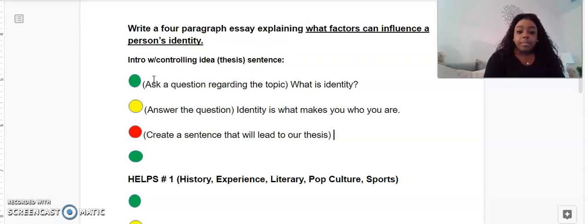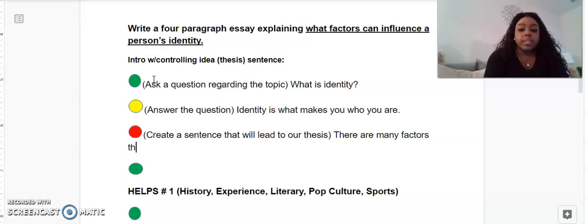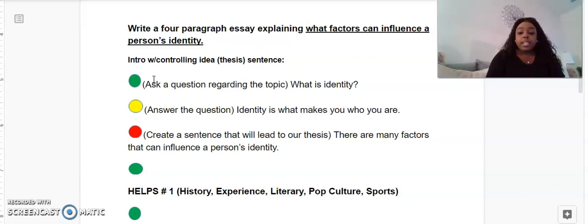So maybe I could say, there are many factors that can influence a person's identity. And then we'll be specific with our thesis statement. And that is the last screen.